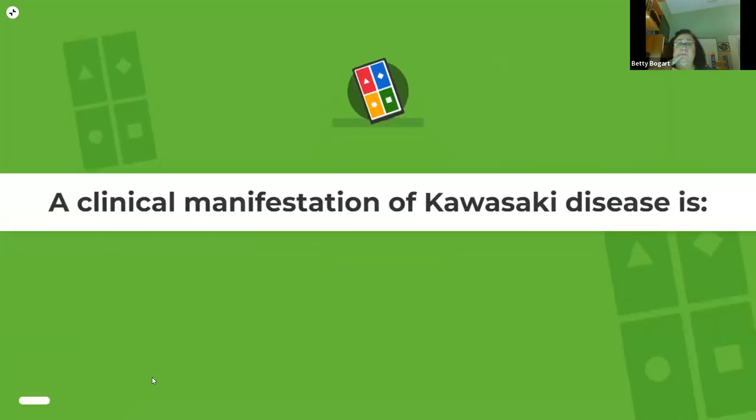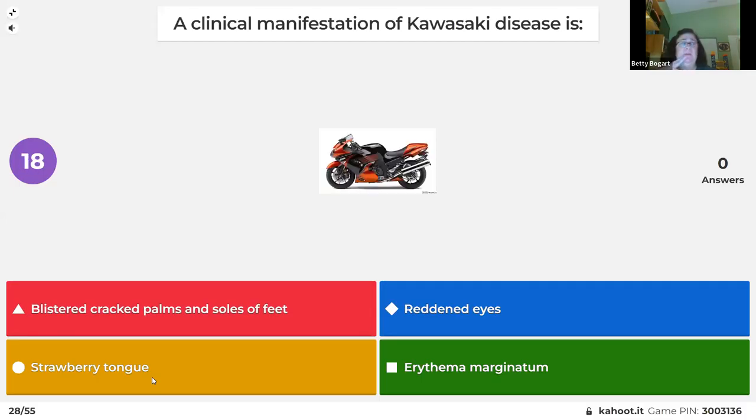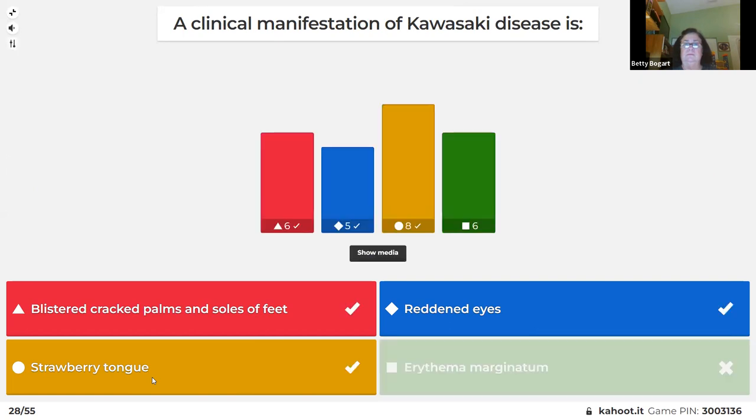A multi-select. A clinical manifestation of Kawasaki disease is what? What would you see? You see the blistered, cracked sort of skin on the palms and the soles, eyes glow in the dark red, strawberry tongue, and you're not going to see an erythema marginum.